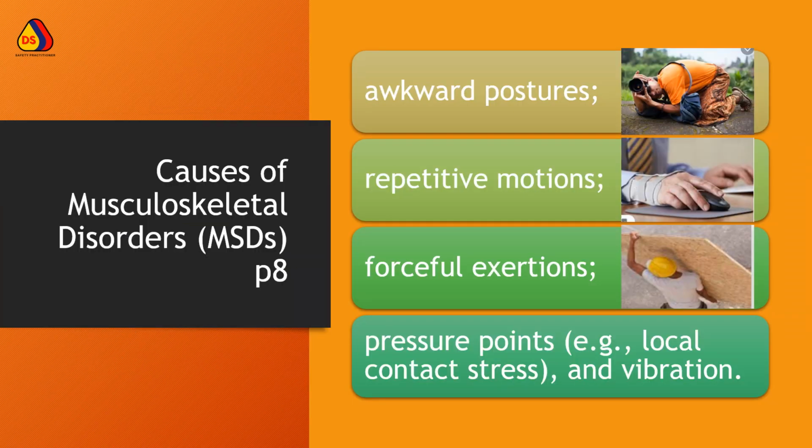Musculoskeletal disorders are often confused with ergonomics. Ergonomics is the science of fitting workplace conditions and job demands to the capabilities of workers. Musculoskeletal disorders are the problems and ergonomics are the solutions. So causes of musculoskeletal disorders can often be awkward postures, repetitive motions, forceful exertions, pressure points.